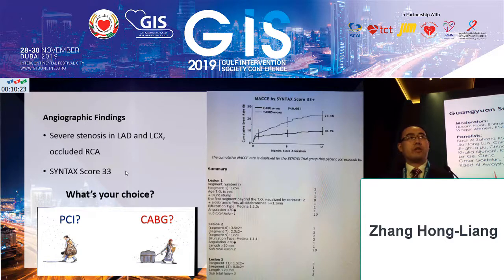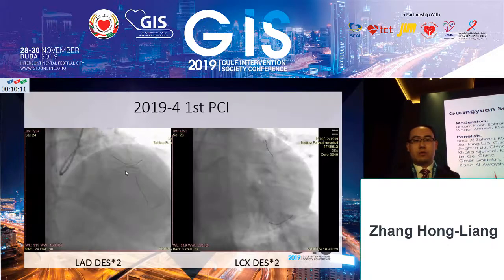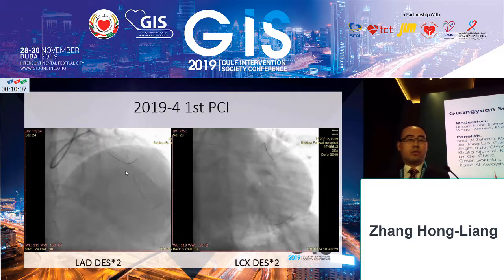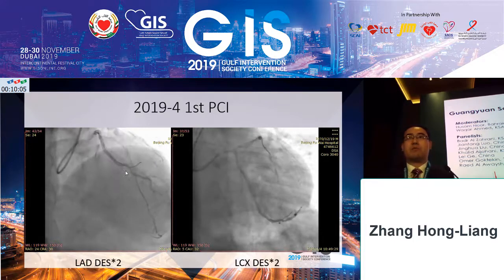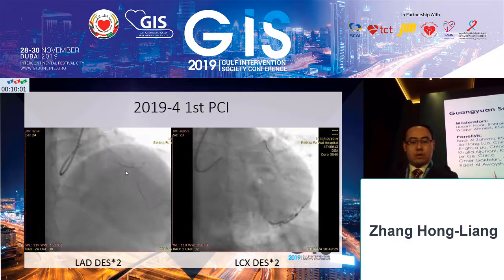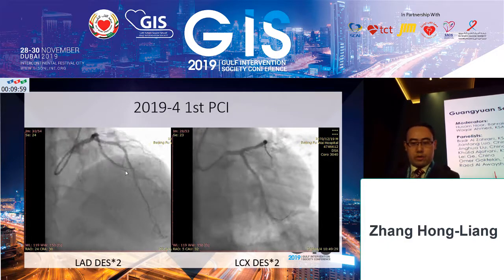But this patient is 48 years old. He refused the CABG, so we have to do PCI for this patient. Because LAD is the culprit vessel, we planned to do the left coronary artery first. 2 stents were put into LAD and left circumflex respectively. This is the final result, which is really good.